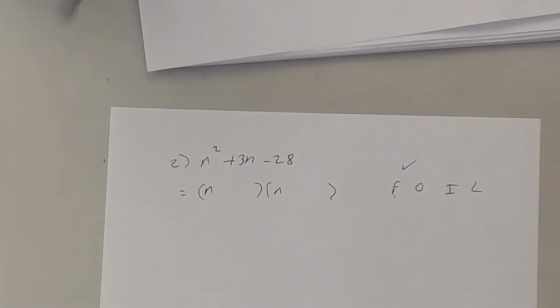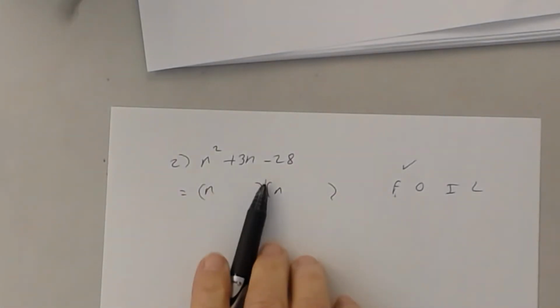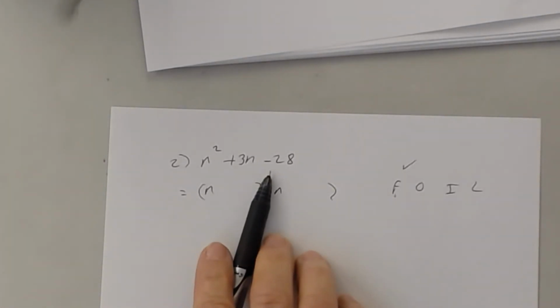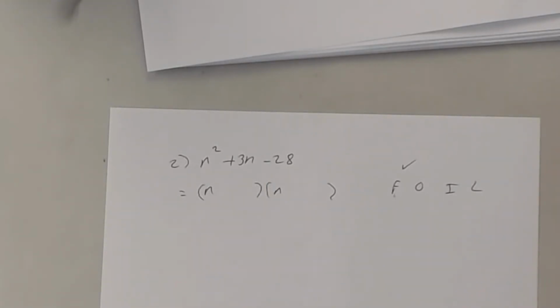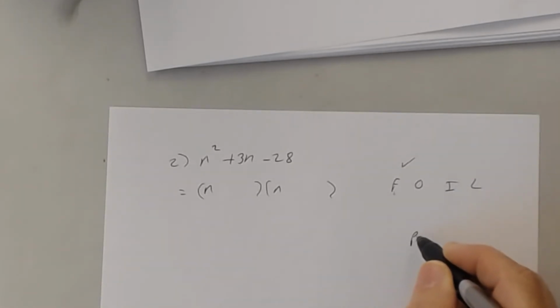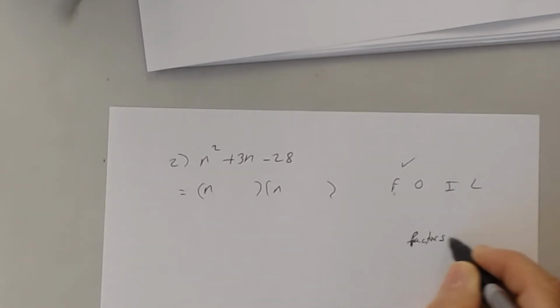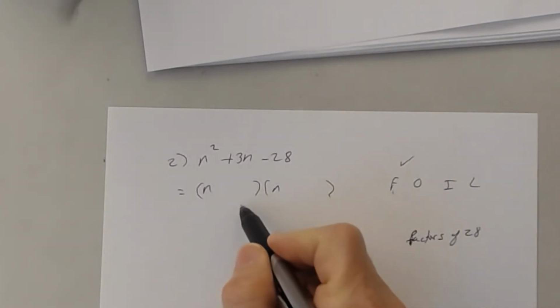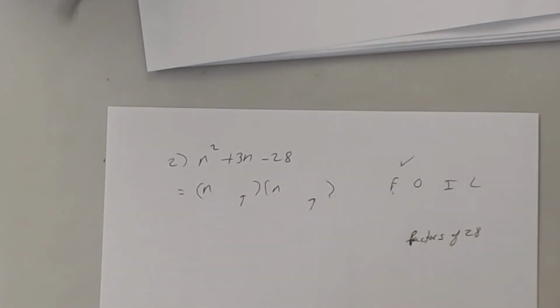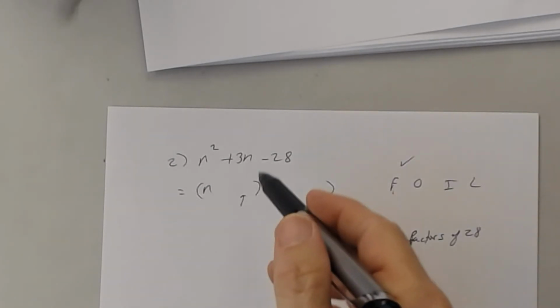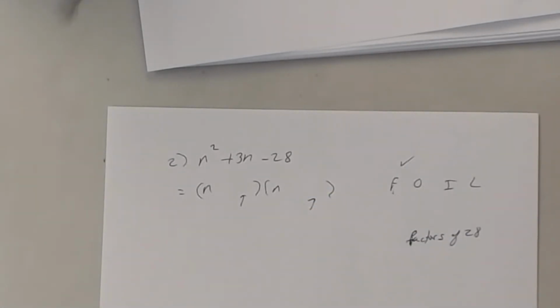Now let's look at the last. Now what is the last term here? It's a negative 28. Not 28, a negative 28. But for right now, let's just look at the absolute value of that. So let's look at 28 for a moment. I'm going to try and find the factors of 28, because that's what you're trying to put here, right? Two numbers whose product is negative 28, but we're going to look at 28.